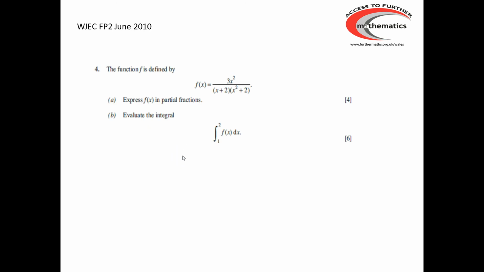So let's now have a look at an example coming from the 2010 paper. The function f is defined by f(x) = 3x²/((x+2)(x²+2)). We have to express f(x) as a sum of partial fractions, and then we have to evaluate an integral relating to f(x).